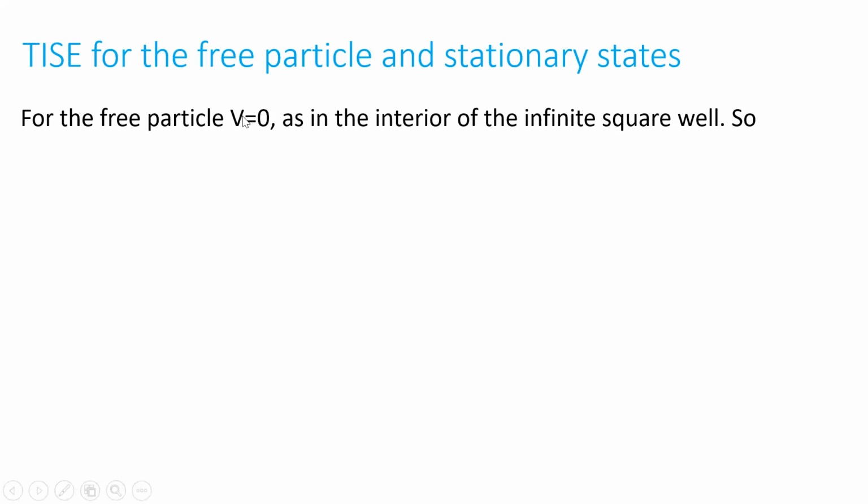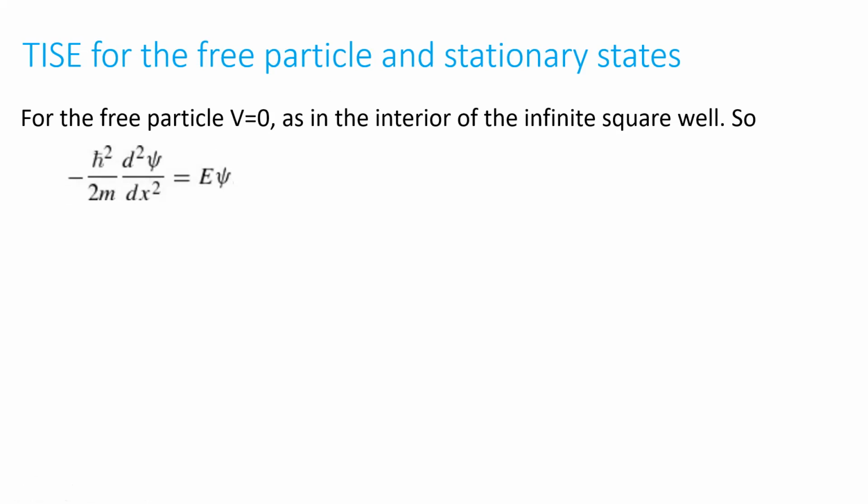So for the free particle, the potential is equal to 0, just like in the interior of the infinite square well. Remember, in the infinite square well, there was no force, and the free particle means no force. So we represent that by the potential being 0. So our TISE becomes the kinetic energy term, minus h bar squared over 2m second derivative, and there's no potential energy term because that's 0, is equal to E psi.